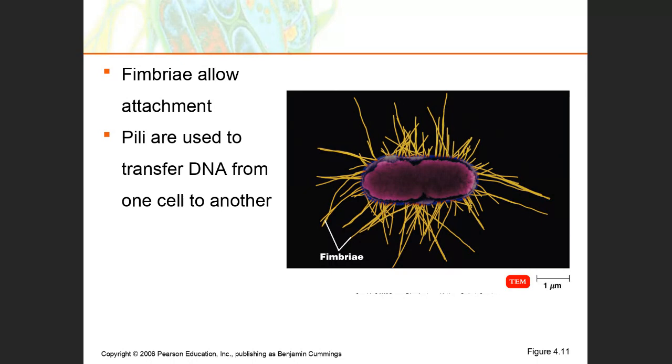Pili, and that's the plural. The singular is pilus, and cells that have a pilus only have one. We'll talk about the pilus much later on when we talk about bacterial genetics, because the pilus is a special structure used for attachment, and one cell uses it to attach to another cell so that DNA can be transferred from one cell to the other.